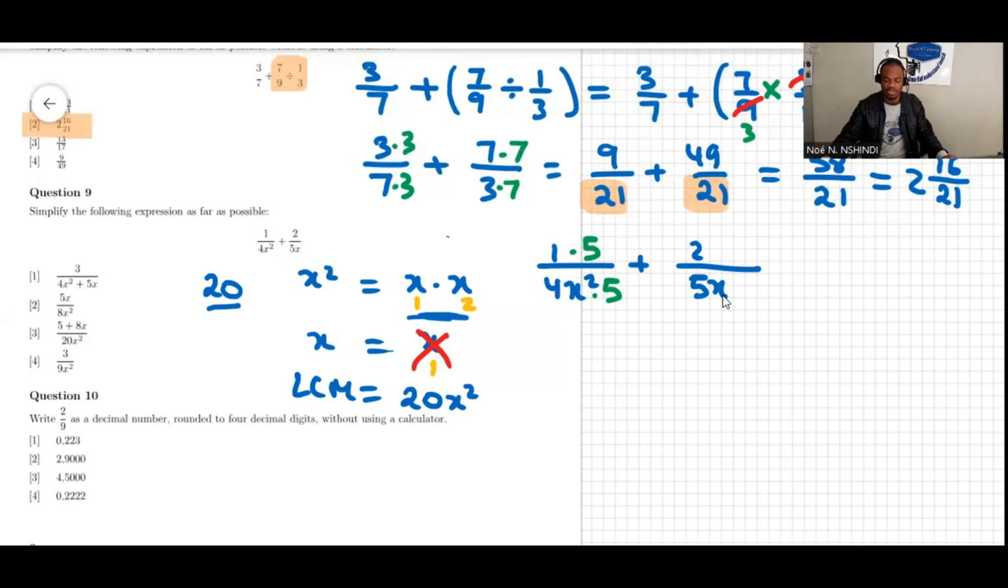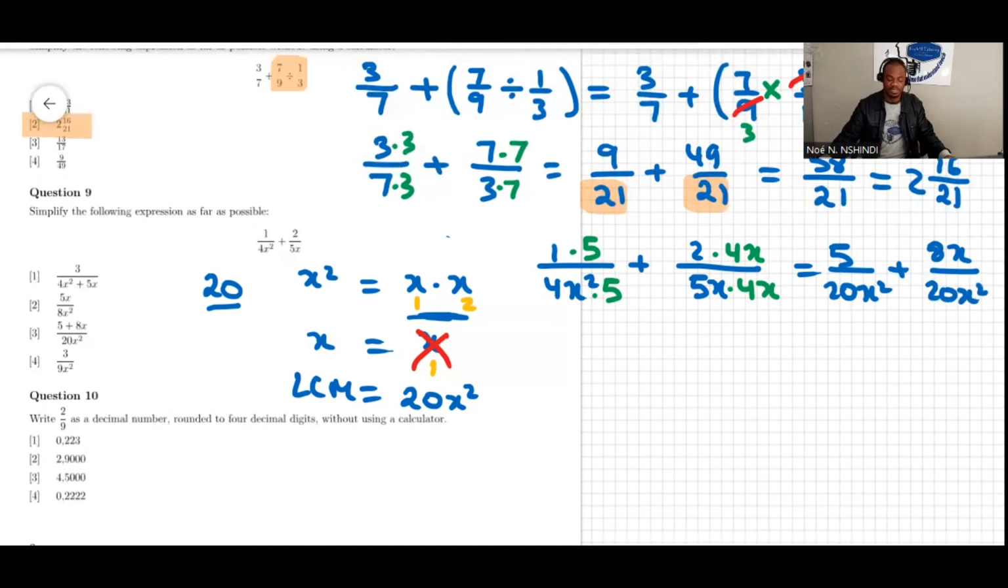There, I have 5x, but I need 20x squared. What I can do, I'll times by 4 here, because 5 times 4 would make 20. In this case, I'm gonna have 20x, but I need 20x squared. So I must times here by 4x, because 5 times 4 makes 20, x times x makes x squared, so 20x squared. I must also times the numerator by 4x, because whatever you do at the denominator, you must do at the numerator to keep your fraction even. So this will be 5 over 20x squared plus 8x over 20x squared.